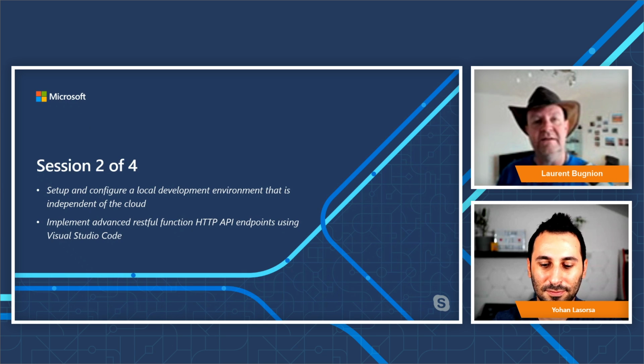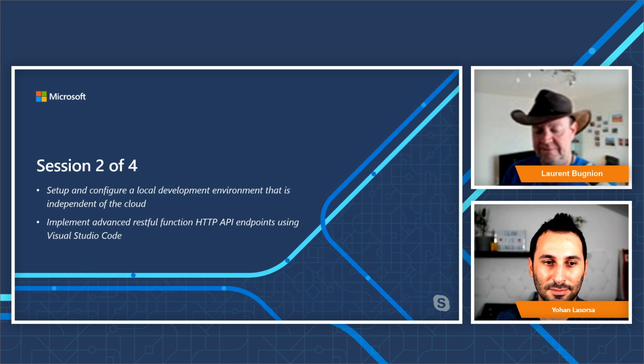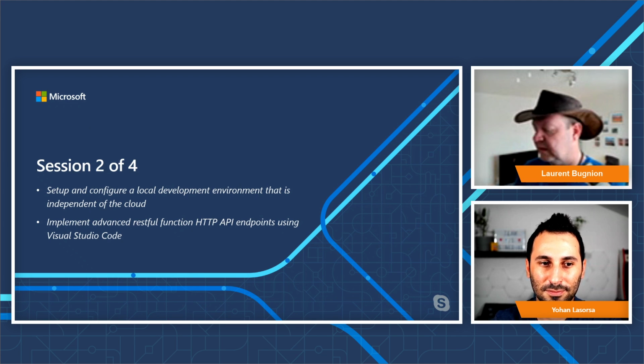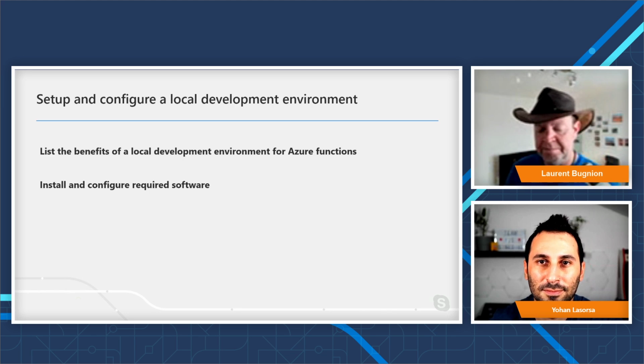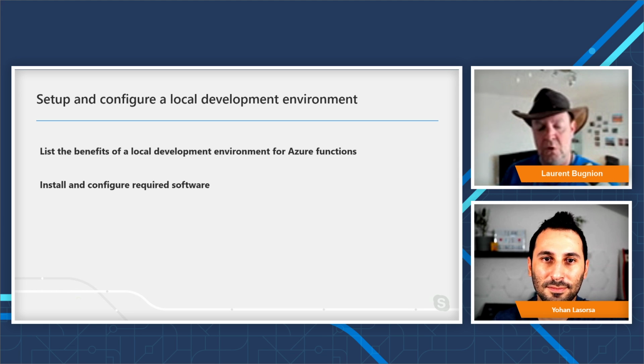So this is where we are, session 2 of 4. We are going to set up and configure the local development environment. We are going to understand how it is working, and then we'll start implementing those HTTP API endpoints in Visual Studio Code, and you'll see that we can test everything locally. So let's go into the local development environment.